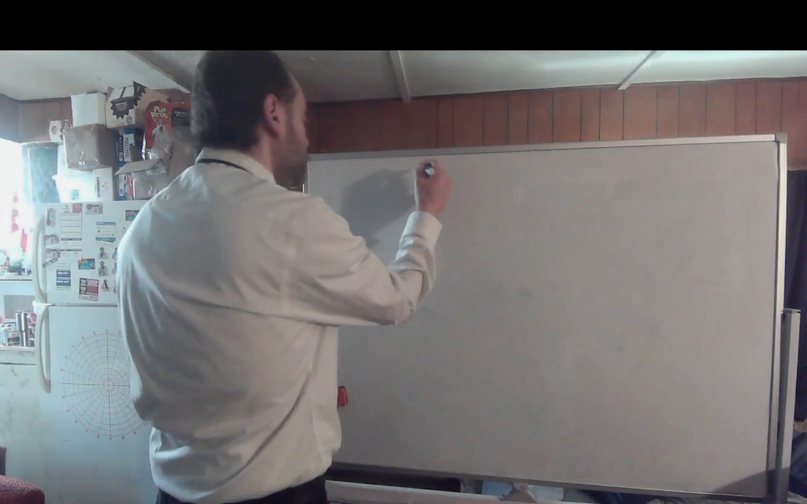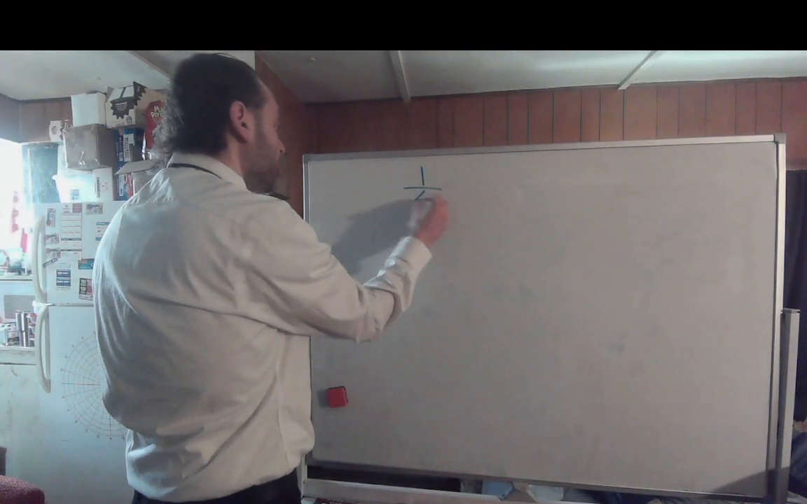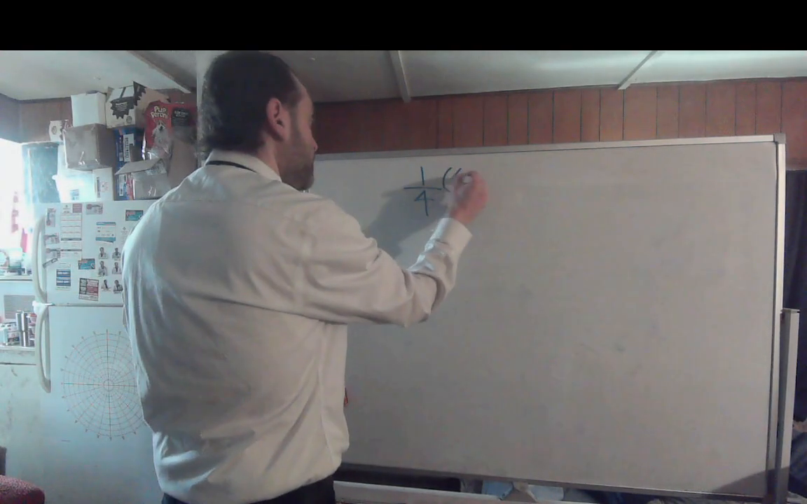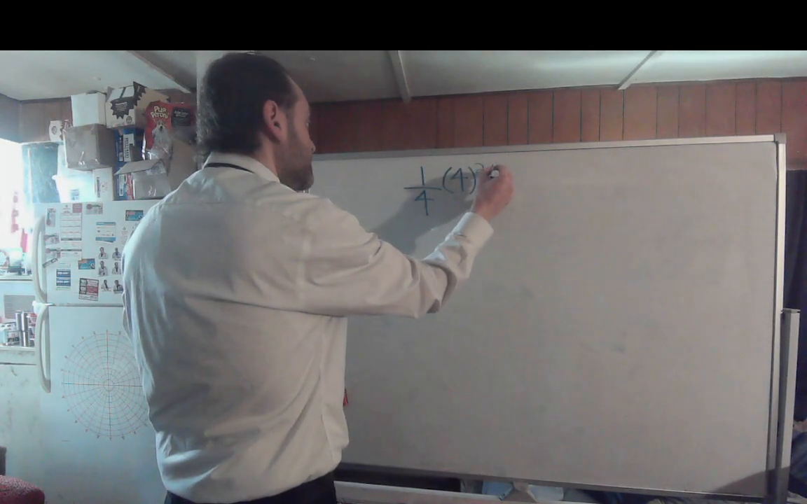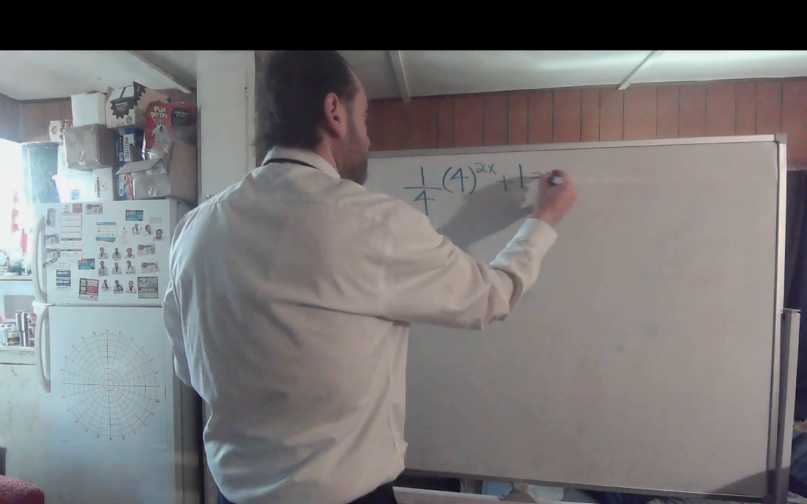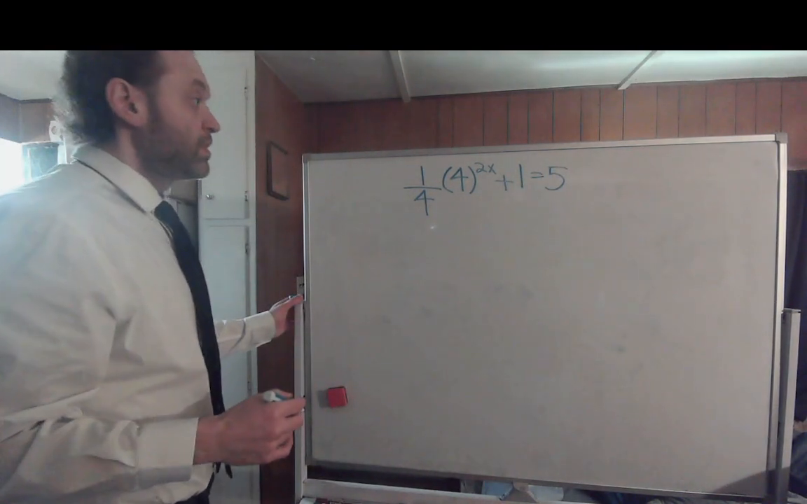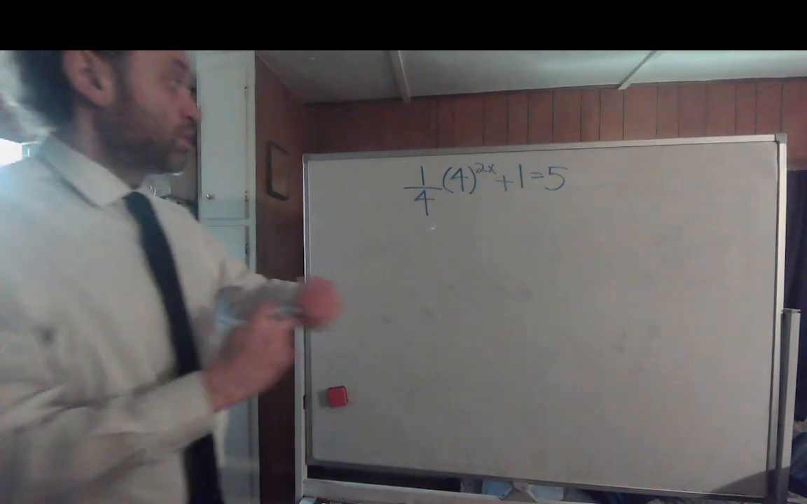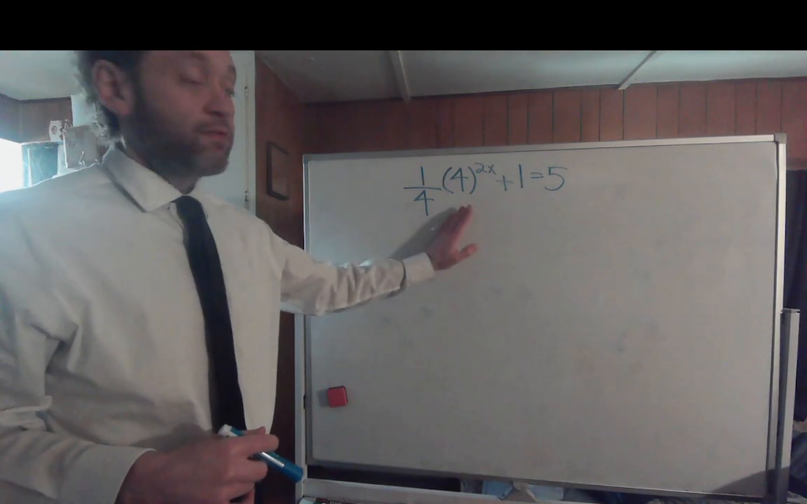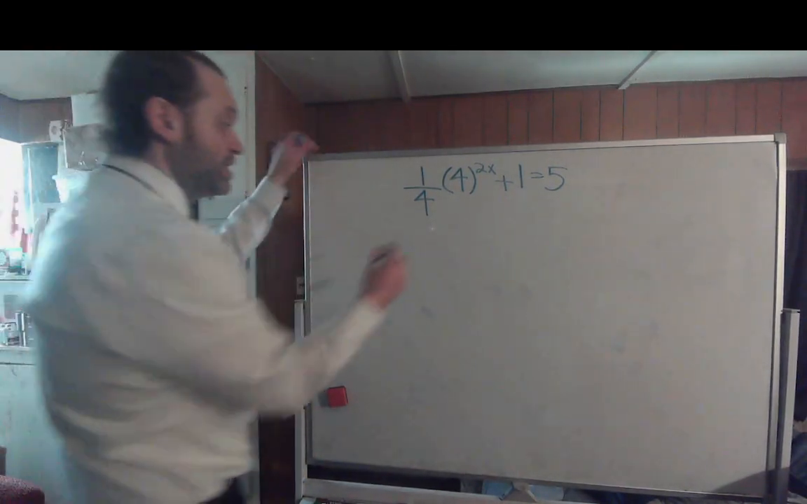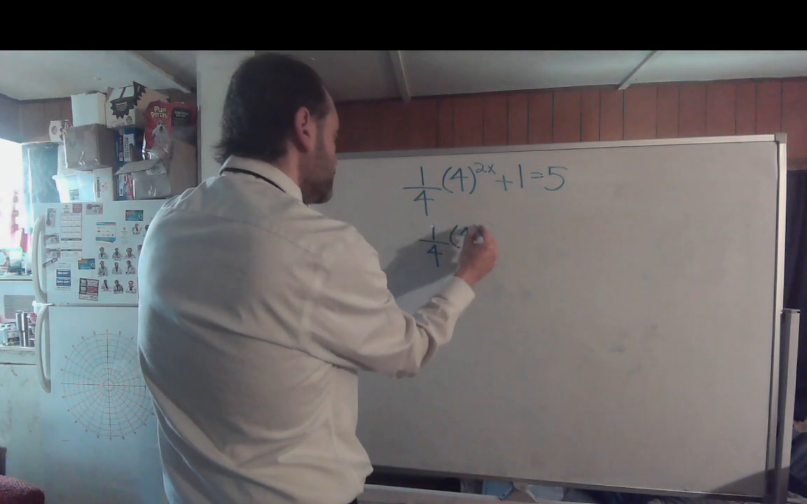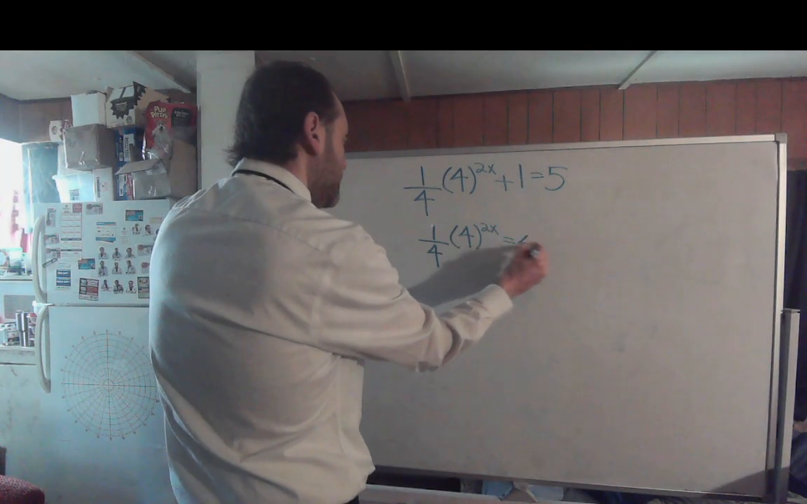Alright, now here's a good one. 1/4 of 4 to the 2x plus 1 equals 5. Alright, so we have 1/4 of 4 to the 2x plus 1 equals 5. Go ahead, get that 1/4 of 4 to the 2x by itself. So if we do that, this will turn into 1/4 of 4 to the 2x would equal 4, right?